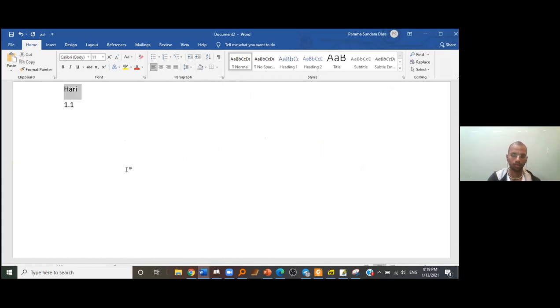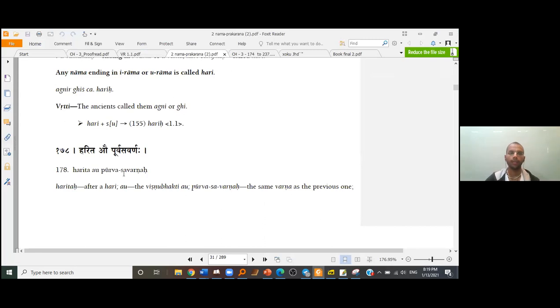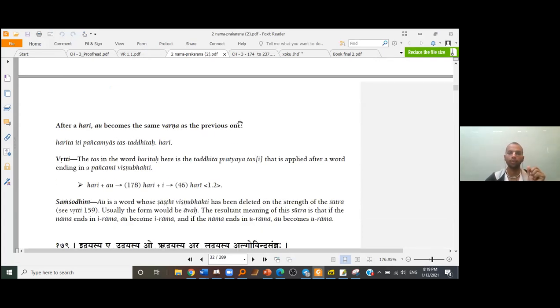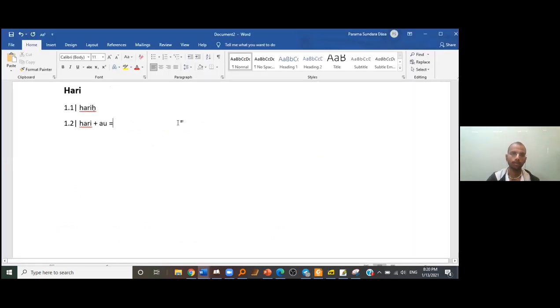Hari 1.1. Harita au purva savarnaha. When au is there after Hari Shabda, then au becomes the same varna as the previous one, which means the previous varna is Irama, so au will convert into Irama. So Hari Yukta I, Harita au purva savarna by this sutra, then the Shabtarik Atma Kemalitva Trivikrama Hari.